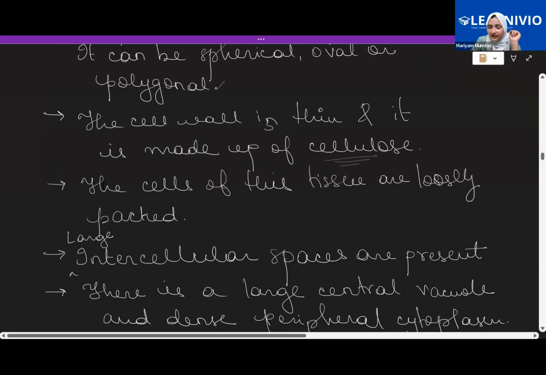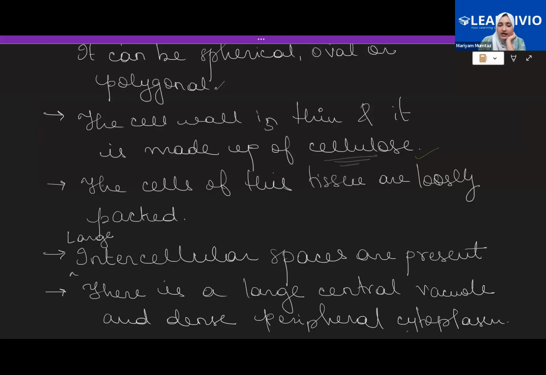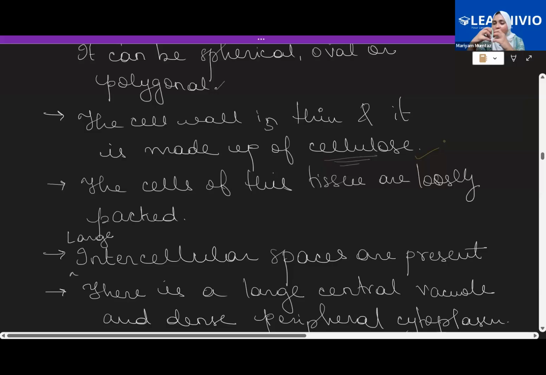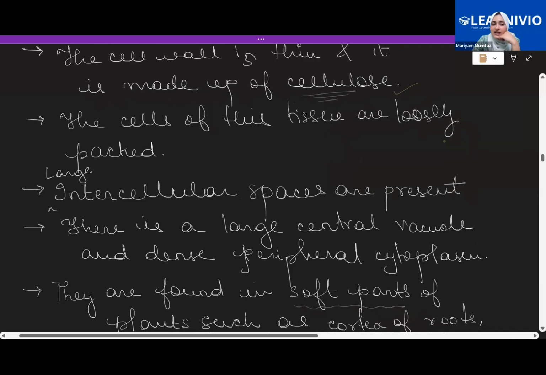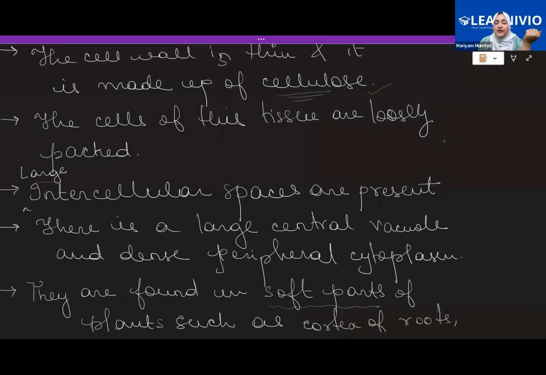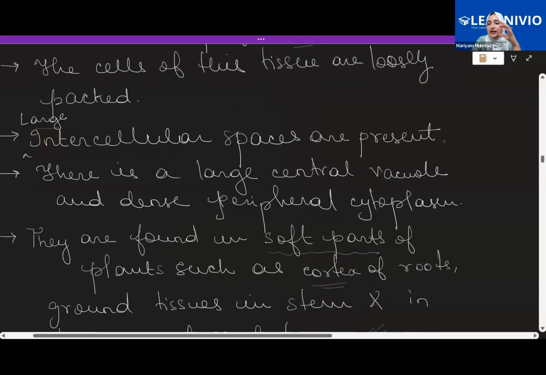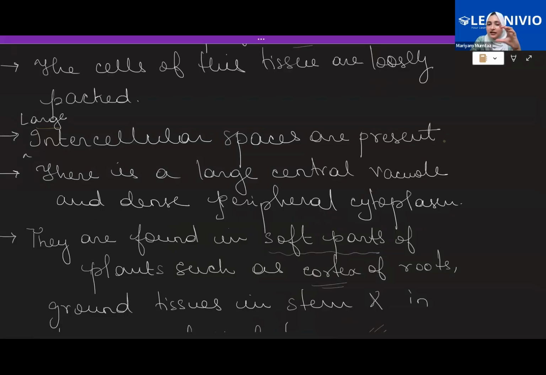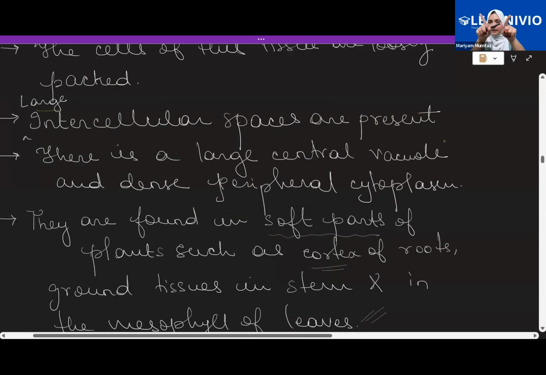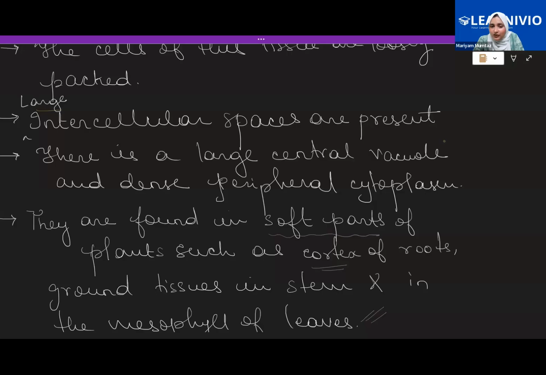The cell wall is thin and made up of cellulose. The cells of this tissue are loosely packed. They are not arranged sticking to each other, but loosely arranged throughout. Since they are loosely arranged, they have large intercellular spaces between them. Also, they have a big central vacuole, meaning the vacuole present in the middle, and a dense peripheral cytoplasm. Peripheral cytoplasm means the cytoplasm is on the periphery and the major space is occupied by the vacuole.